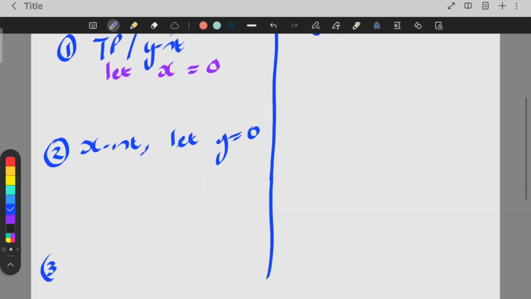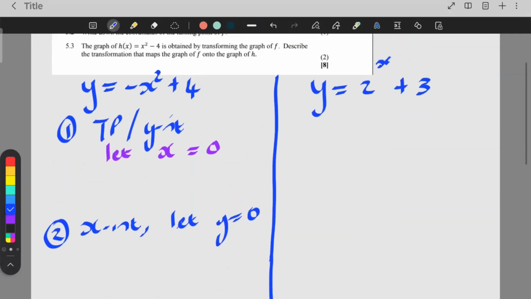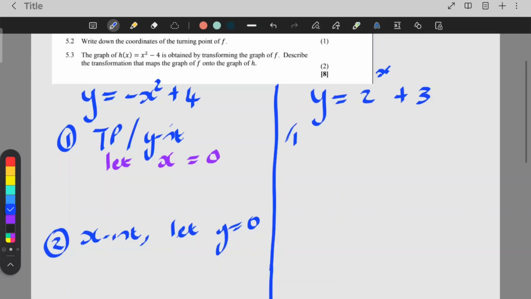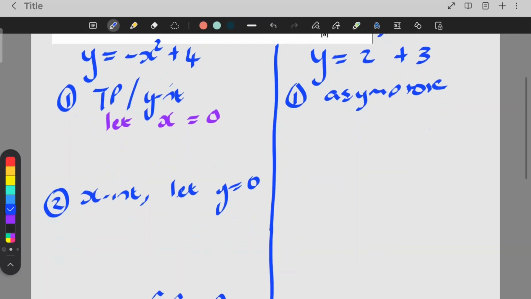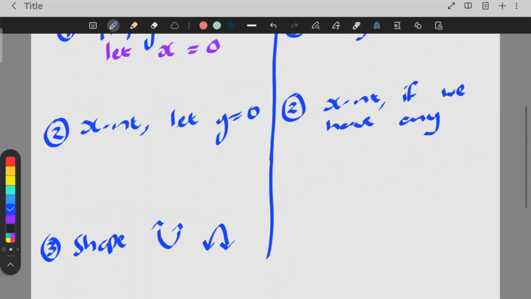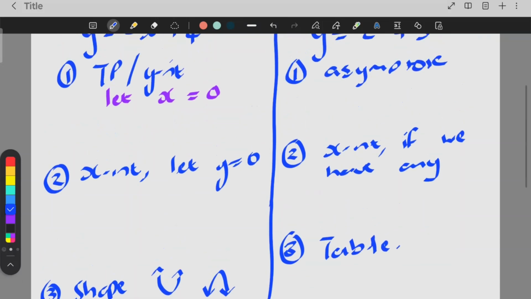Then the last thing we just need to know what the shape is. Is it a smiley or a sad parabola? Then for the exponential, it doesn't have a turning point. It also doesn't have a y-intercept, but it does have an asymptote. So that's the first thing we'll find out. Number 2, x-intercepts, if you have any. Sometimes you don't have. And then number 3, we'll do a little table to plot our points.